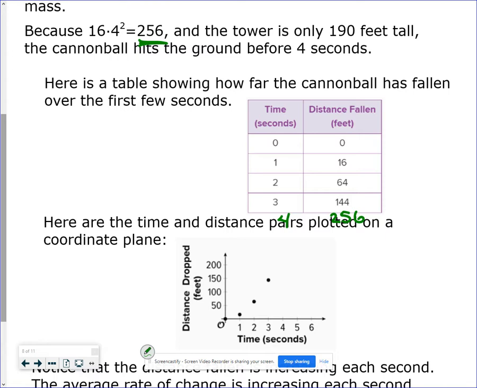But if you graph this, if you take the time and you put that as your x-axis, that's your independent variable, and you graph it with the height, or the distance that it has fallen, I should say, you get this kind of a graph. This is a graph that's going to curve upward because it keeps going faster and faster every second.